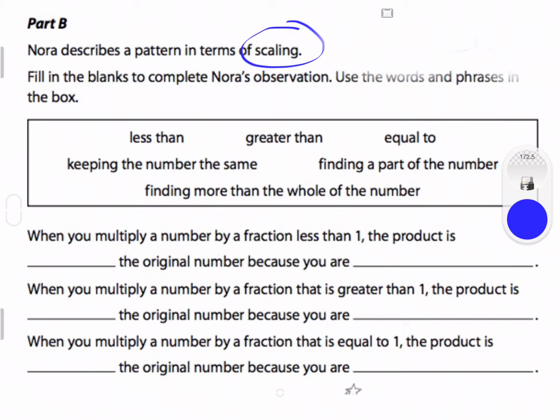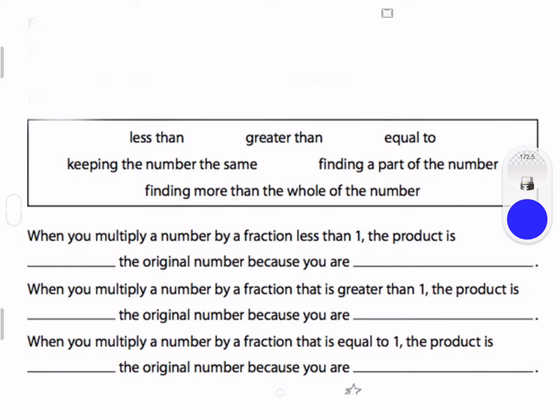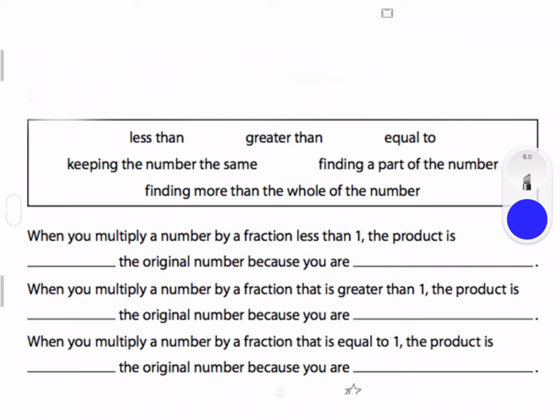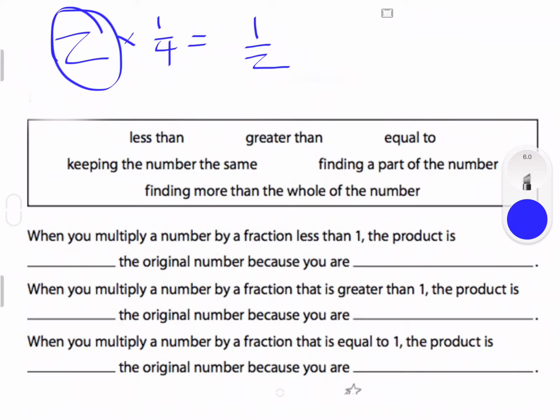Okay, let's just pick some numbers to see if we can make sense of what this is talking about. I'm going to get rid of this 2 to give myself some more space. So here we go. When you multiply a number by a fraction less than 1, so just pick a number, 2. We're going to multiply it by a fraction less than 1. So pick a fraction less than 1. I don't know, 1/4. When you do that, the product is blank the original number. This is the original number. What's the product going to be? The answer, 2 times 1/4, is going to be 1/2, and that is less than the original number.